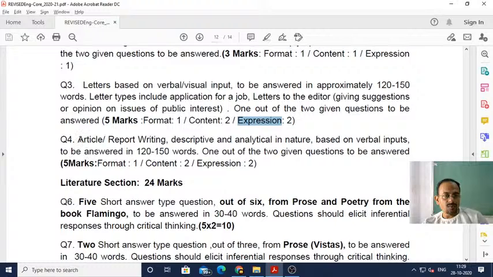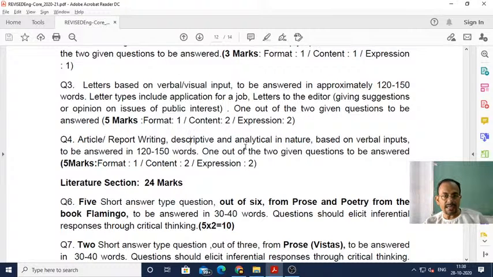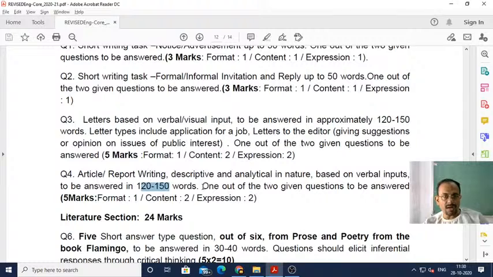Then article, next type of question will be article or report writing. Article or report writing, descriptive, analytical in nature, based on verbal inputs. Some text based hints will be given to you. Based on these hints, you've got to develop the article, as well as write a report which should be analytical in nature, descriptive and analytical in nature, in 120 to 150 words. So dear students, as you can see here, the maximum mark for your writing skill is 5.